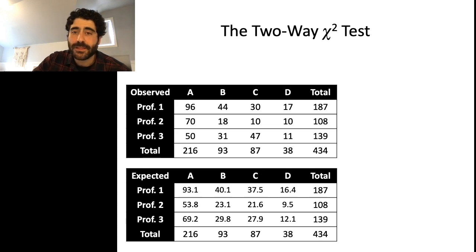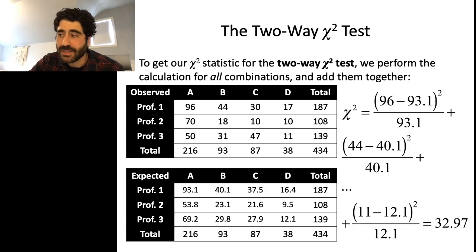And so all we do here is compute the same statistic. We're going to measure the deviations between each of our 12 outcomes, there's 4 times 3 outcomes here, and compute this chi-squared statistic. So there were 96 A's in Professor 1's class. We measure how far away that is from the 93.1 that we expected, and so on for all these 12 different outcomes. And this gives us a chi-squared statistic of 32.97.